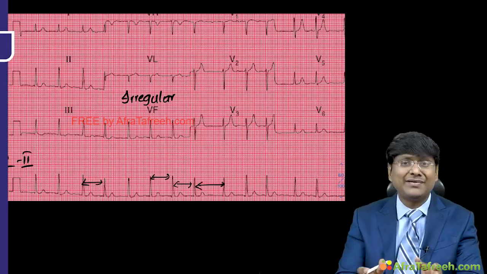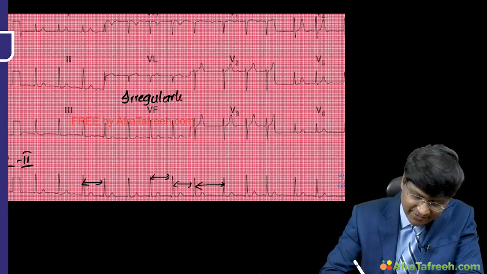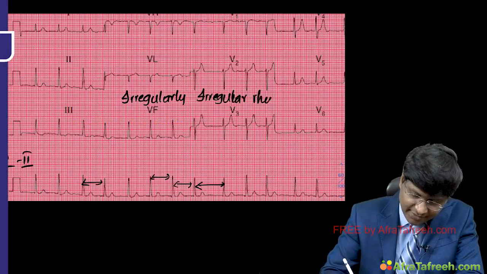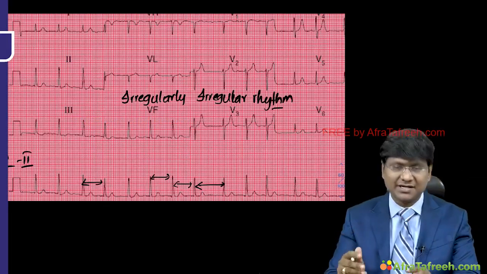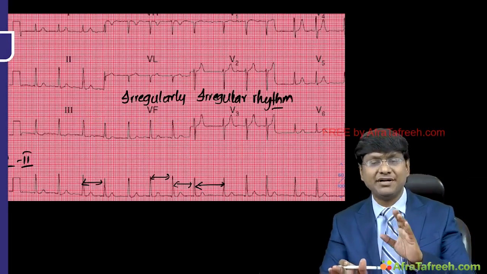So when the RR interval is varying, we call it an irregular rhythm, right? Irregular rhythm. Okay. Now, once you see this particular type of rhythm, immediately you should come to a differential diagnosis.